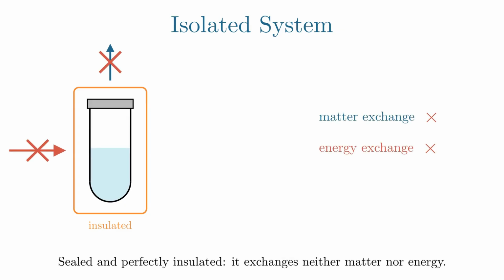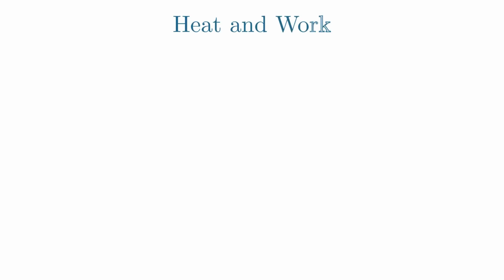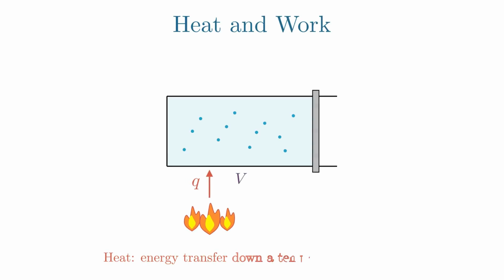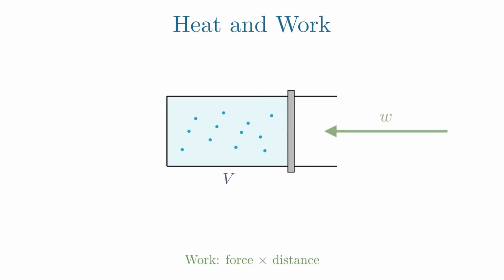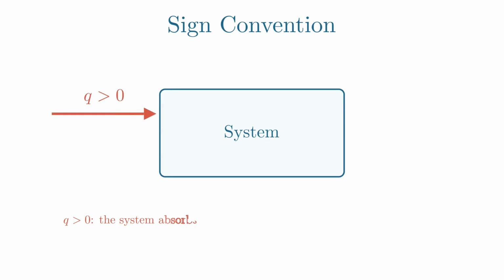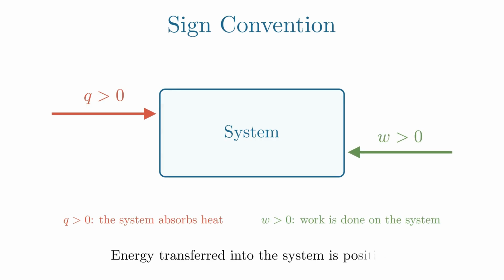Energy crosses the boundary as either heat, Q, or work, W. Heat is the energy transferred down a temperature gradient, while work is force times distance. We take energy transferred into the system as positive. Thus, Q is greater than 0 when the system absorbs heat, and W is greater than 0 when work is done on it. Heat and work are not energy stored in the system. They are two ways of transferring energy to the system.